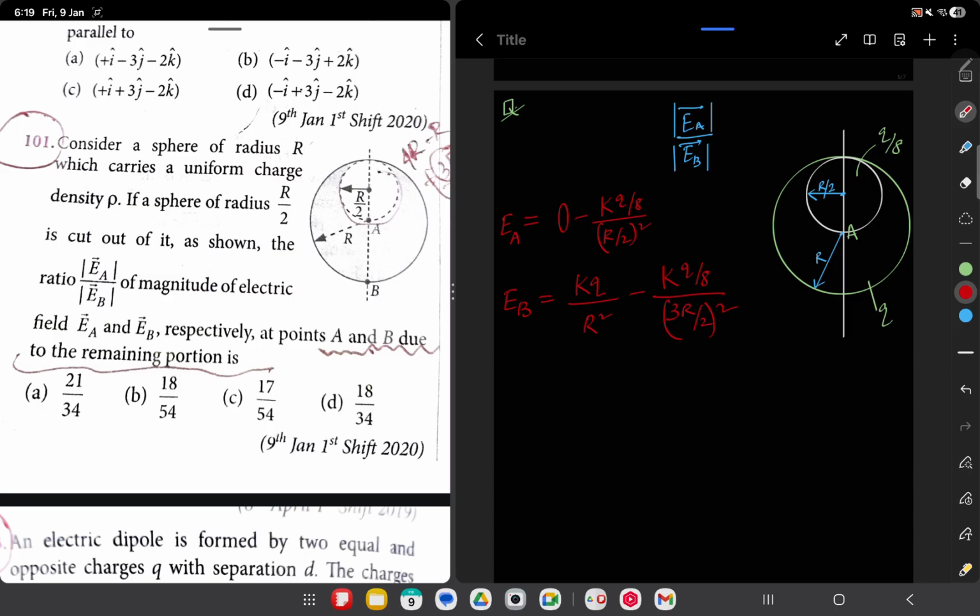KQ is common, so this total value is KQ. Let's say KQ is some constant C. Then you are getting this is C by 2, and for this one 1 by R, C by R square minus C by 8, 9 by 4. So you are getting C by 18. So from there you are getting 17 C by 18. So if you do the ratio C by 2 by 17 C by 18, you are getting 18 by 34 as your answer.